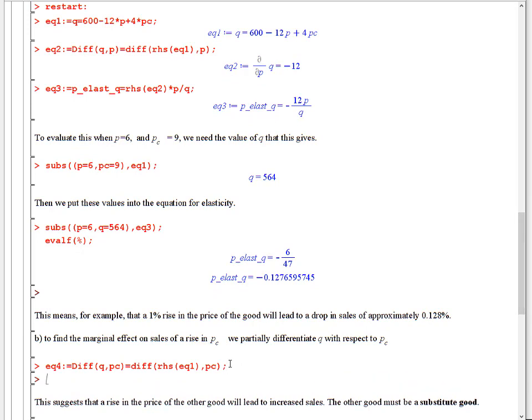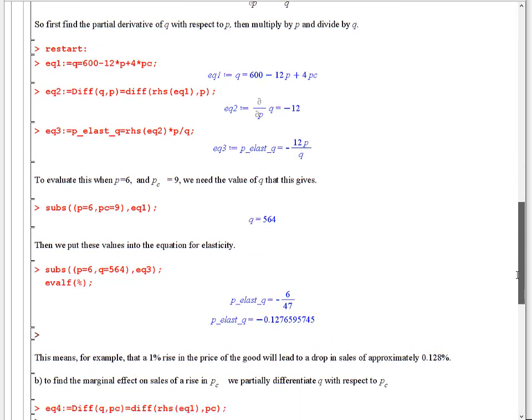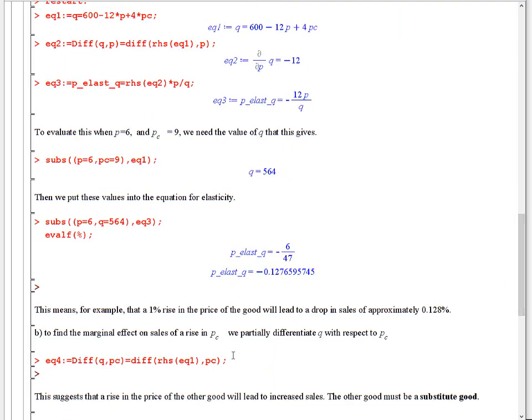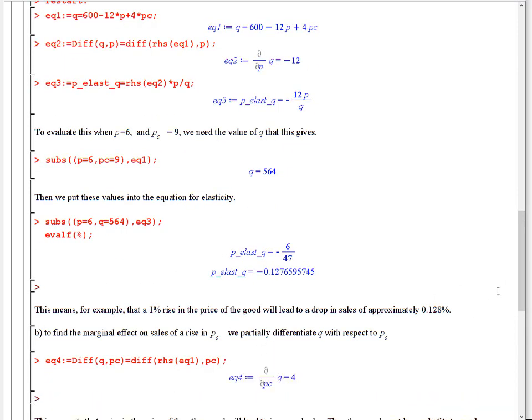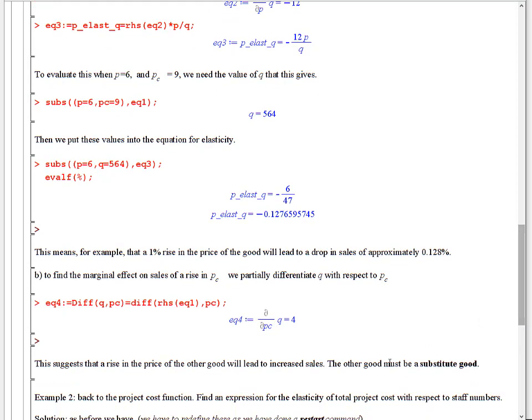Next question was, what happens if the price of the other good changes? So what's the marginal effect on sales of rising PC? In that case, we go back to this equation for Q and differentiate with respect to PC, this one, and of course you just find 4, which is positive. That means that if the price of the other good goes up, we sell more of what we are selling. In other words, it's competing with ours, it's a substitute good. If it was negative, it would be a complement good.